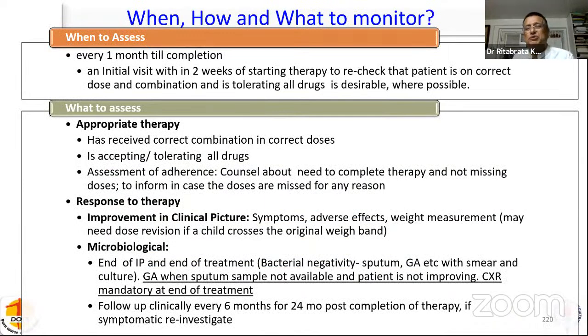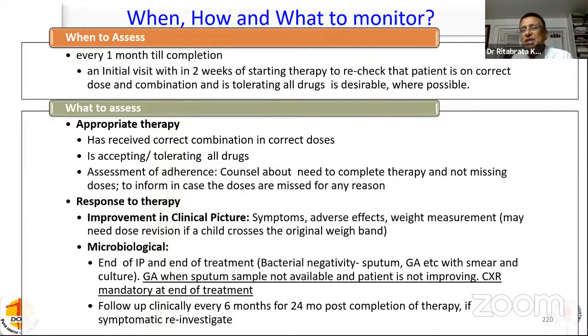The first thing is, when should we do the monitoring? Once you start treatment, it is better you ask the patient to come after 2 weeks of starting treatment. And thereafter, at the end of first month and every month till the end of therapy. And after the end of therapy, you ask the patient to come every 6 months for next 24 months. In the first visit that you ask the patient to come after 2 weeks, you recheck whether the patient is taking the correct dose of the drugs, correct combination.